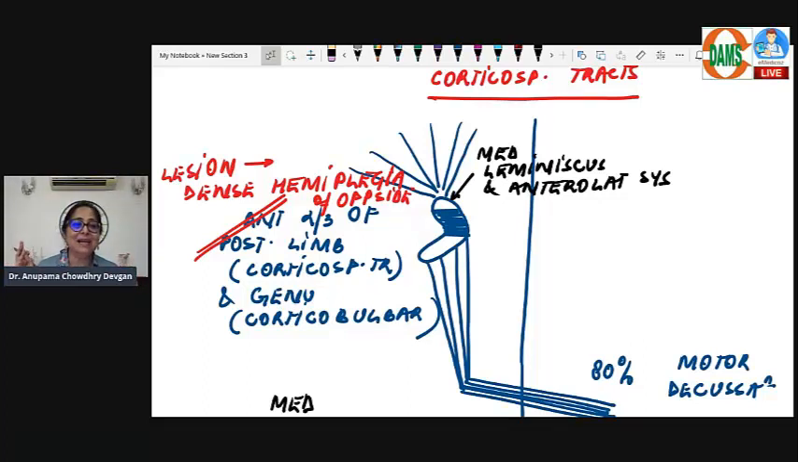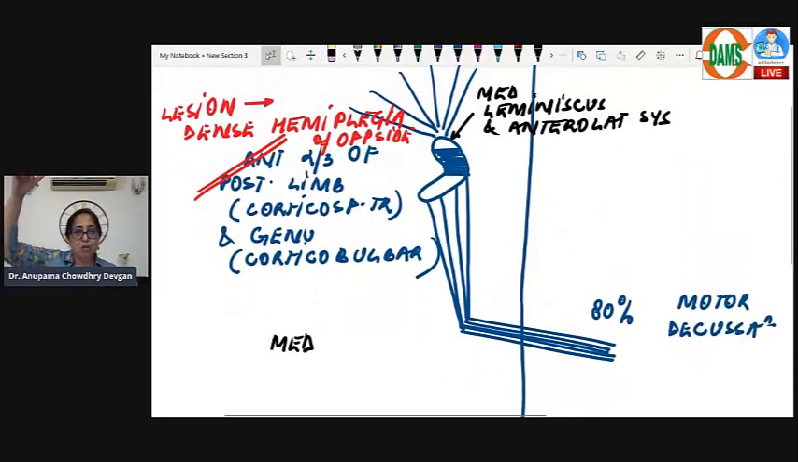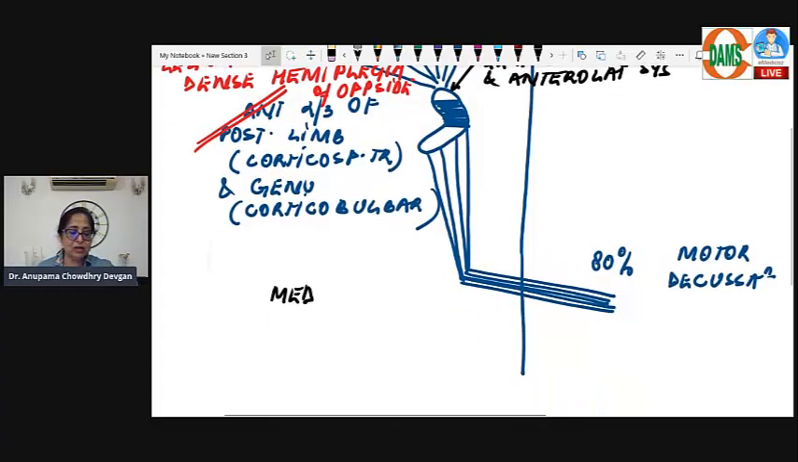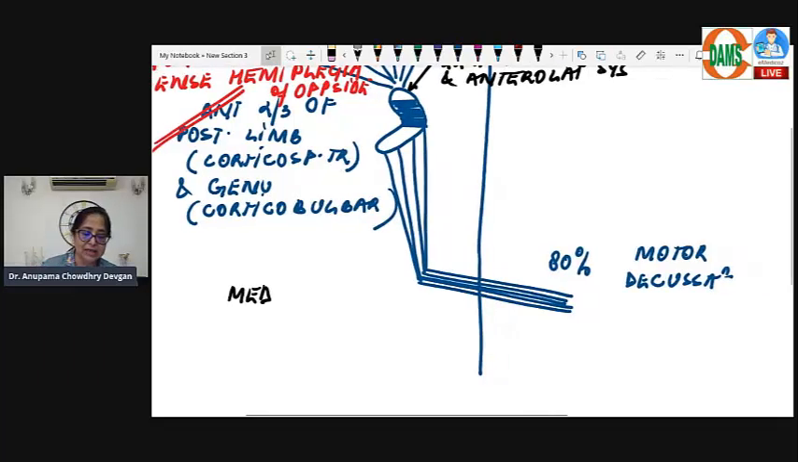Sensory fibers, the medial lemniscus, which is formed by the posterior column, and the anterolateral system, anterior spinothalamic tract and lateral spinothalamic tract, occupy the remaining part of the posterior limb. Now, as these motor fibers descend downwards, remember, sensory are going towards the cortex. We are talking of the motor fibers. Motor fibers, as they descend downwards, reach the medulla. In the medulla, 80% of the fibers will cross over to the opposite side, which is called the motor decussation.